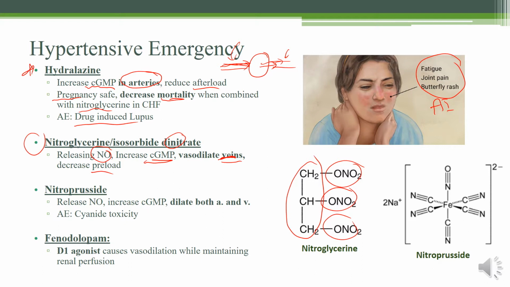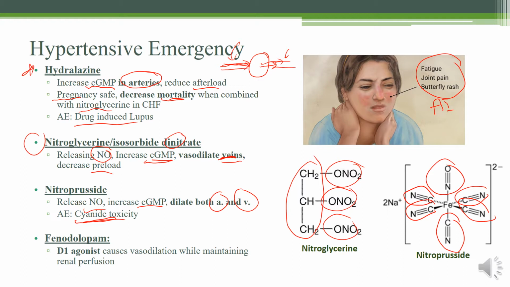Nitroprusside is imaged right here. As you can see, it has a nitric oxide right here, which is released, and it actually increases the cyclic GMP in both arteries and veins. It actually does both. Now, something else that you may have noticed is that it also has a cyanide right here, and here, and here, and here, and here. That's really dangerous, and it can put you at risk for cyanide toxicity.